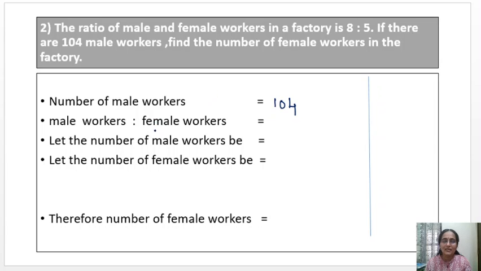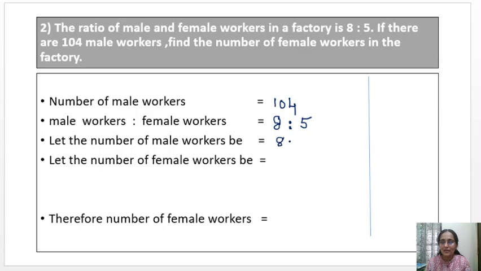Male workers, the ratio is given. Whatever they have given, let us analyze the sum first. Male workers is to female workers, the ratio is 8:5. So we don't know the number of male workers, we don't know the number of female. We know the number of male workers, 104. We don't know the number of female workers. So let us assign the number of male workers according to this ratio.